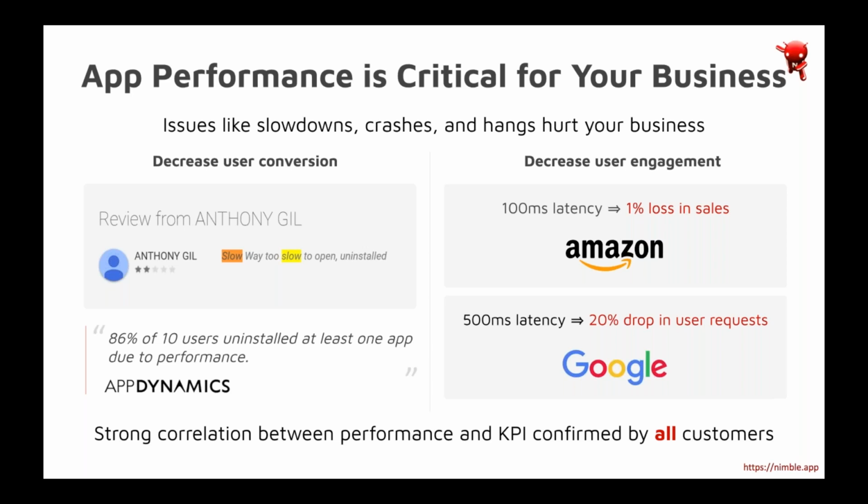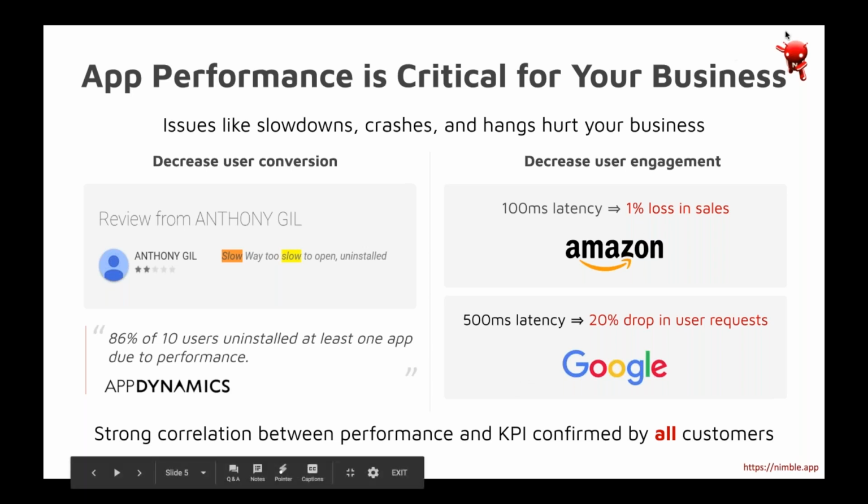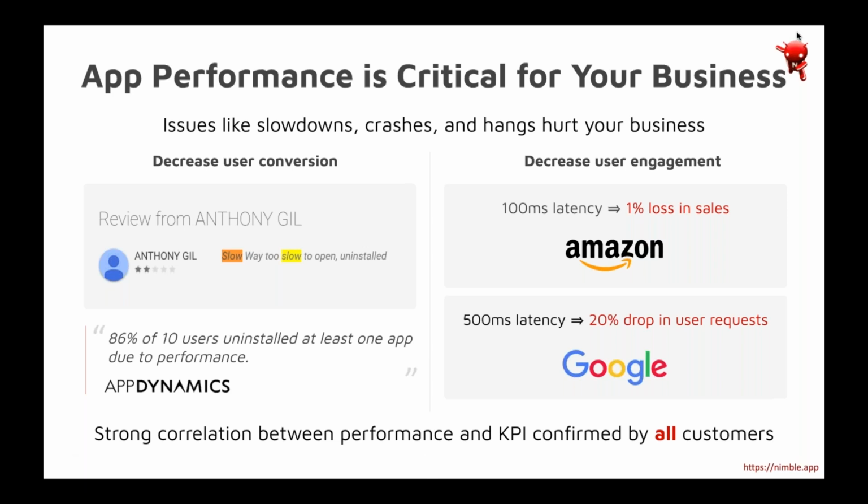And why is performance so critical for your business? Now, there's not a ton of studies out there, but some of the key analysis done by folks like Amazon and Google basically agree that anytime your users experience some delay in using the app, they're unhappy. Amazon reports that 100 millisecond latency costs a percent of sales. Google's talking about 500 millisecond latency being a 20% drop in user requests.